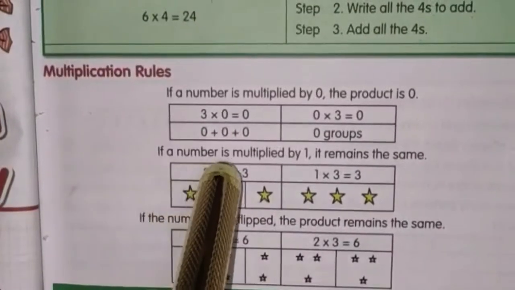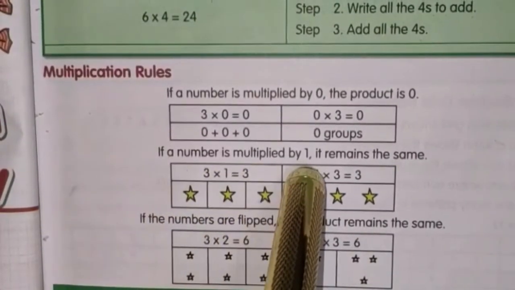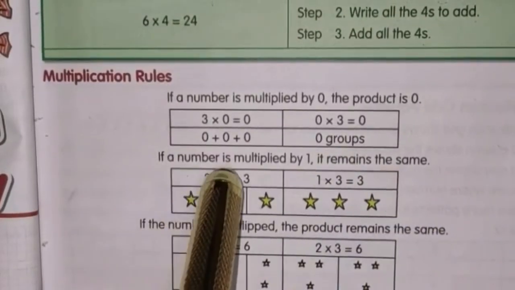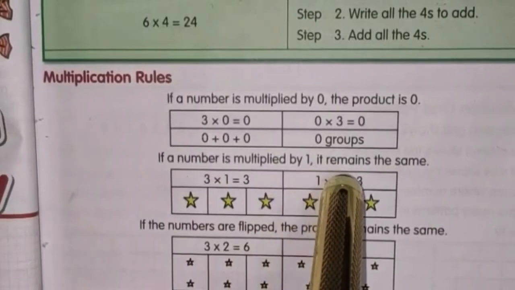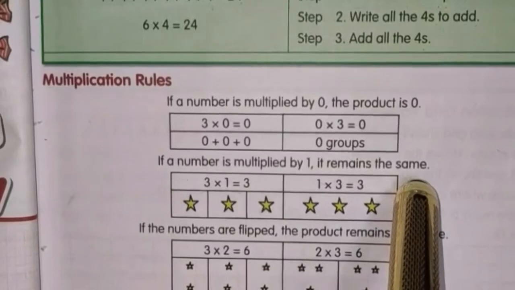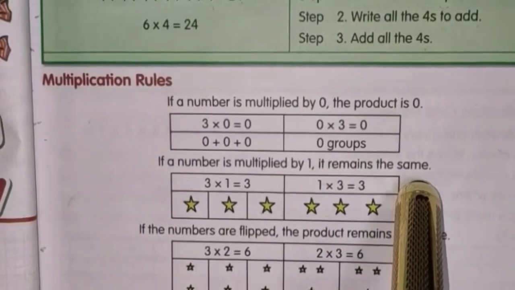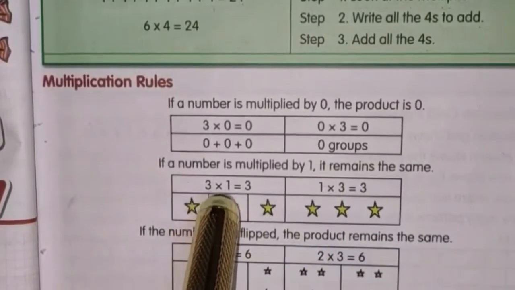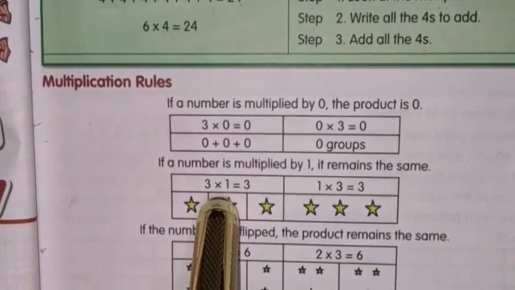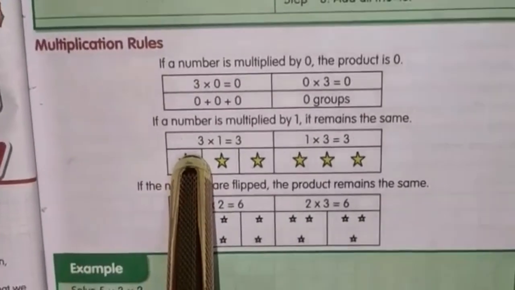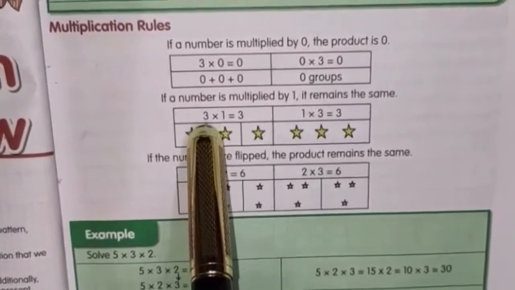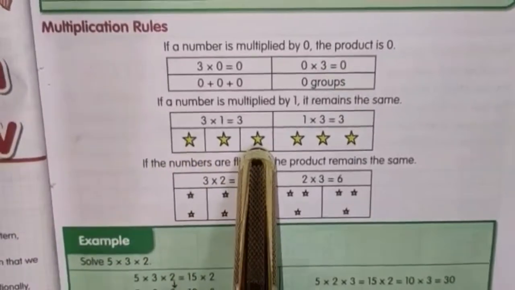If a number is multiplied by 1, it remains the same. See children, if a number is multiplied by 1, it remains the same. If you take any number and multiply by 1, you will get the same number. Here 3 into 1 is equal to 3. So here 1 is multiplicand, 3 is multiplier. So 3 into 1 is equal to 3. Means what? They are taking 1 three times. 1, 2, 3. Right children?